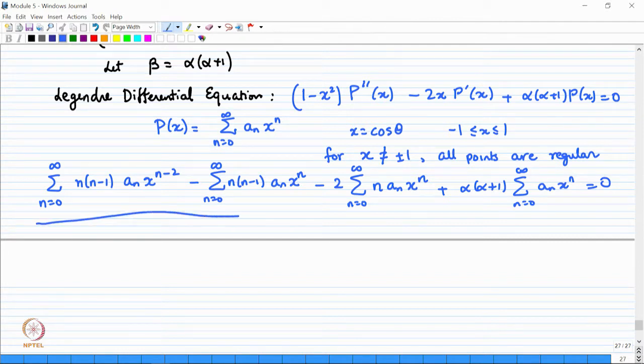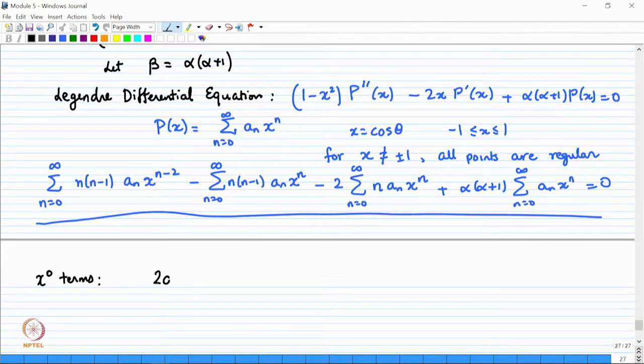Okay, this is the first step in the power series method of solution. Now, what we will do is compare term by term. So let us say x raised to 0 terms. On the left hand side, if you want x raised to 0, then n has to be equal to 2. So you have 2 into 1 into a_n, so you have 2 a_n, okay, that is the first term.